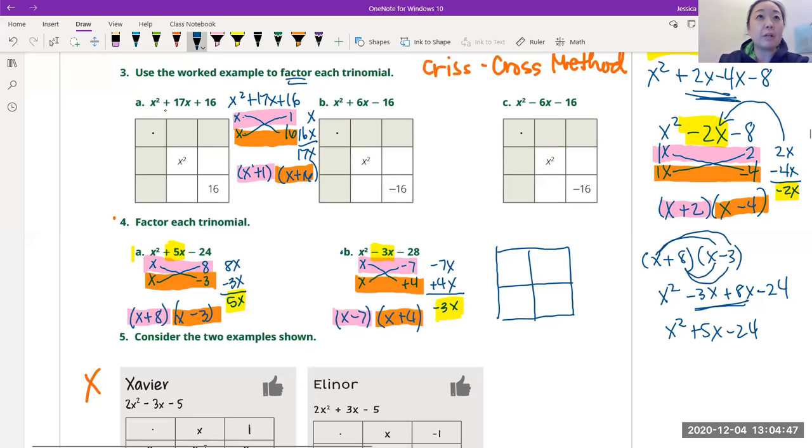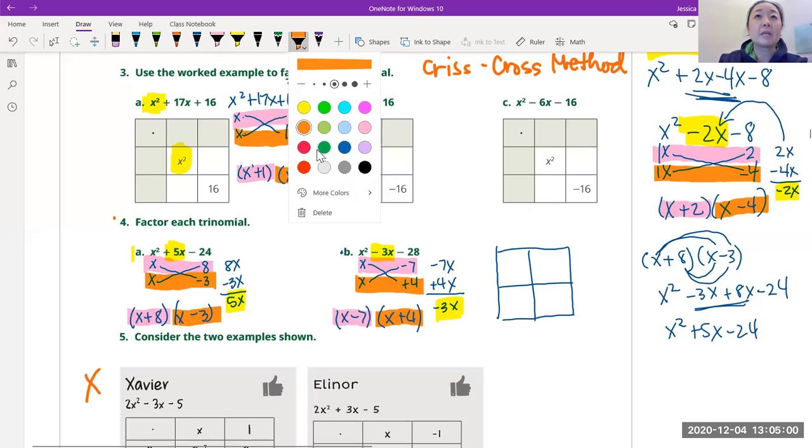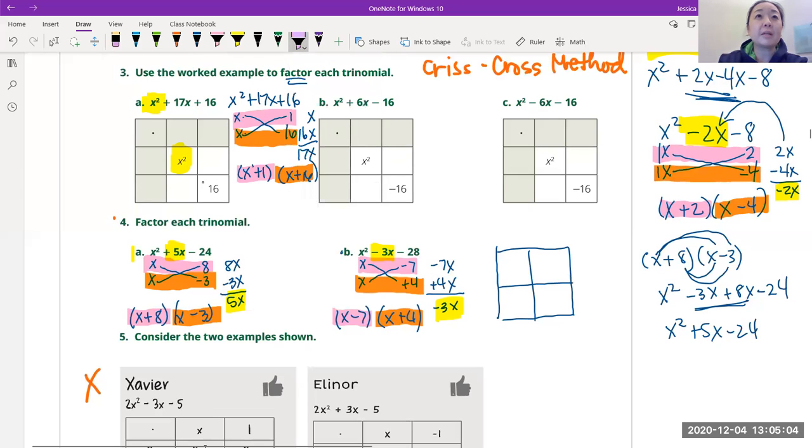So always the first term goes right here. Let me see if I can color coordinate these. This I'll make yellow, and this is going to be yellow. And always the last term, I'm going to make that purple. The last term is going to be right here. So I'm including the plus as well. Okay, now the question is, how do we get that middle term?